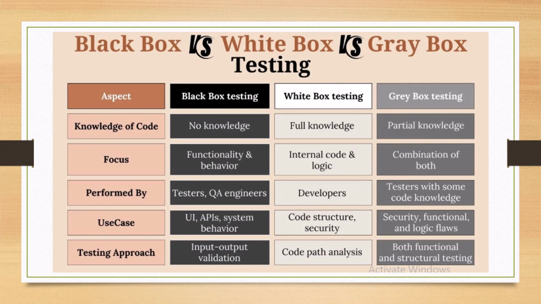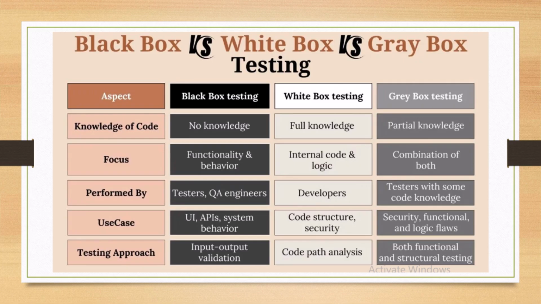The first aspect is knowledge of code. In black box testing, you do not need any knowledge of the code. White box testing requires full knowledge, and in gray box testing, you have to know partial knowledge of the code. The next one is focus.